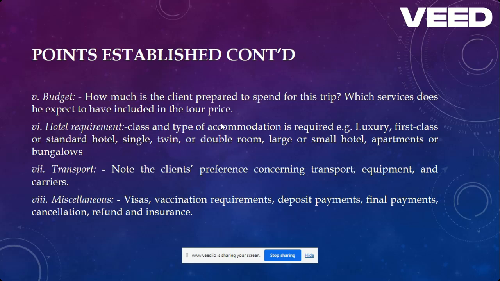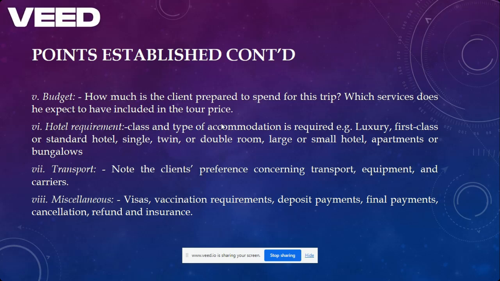So it depends on the requirement of the hotel as per the client. We also look at transport. Transport meaning the means that we're going to use. Are we using vehicles? Are we using boats? Are we using choppers or the chartered flights? The equipment to be used and the carriers, how comfortable will the client be as they travel with us.